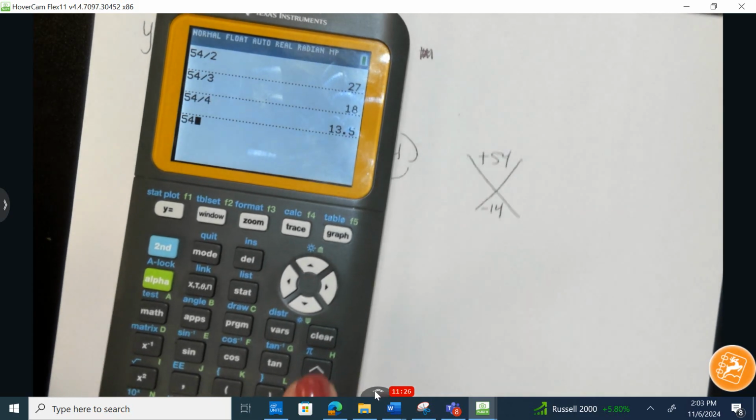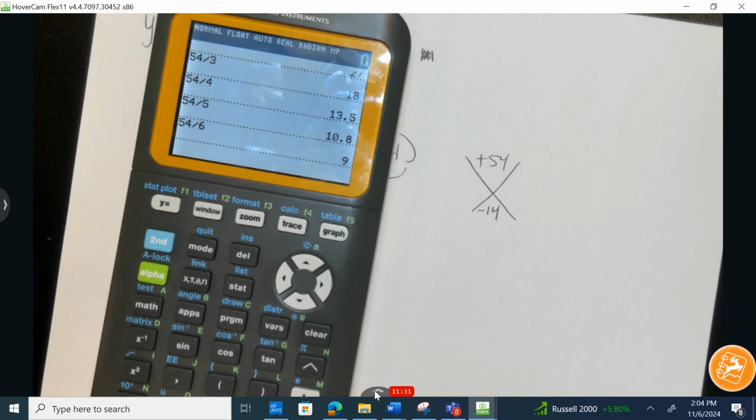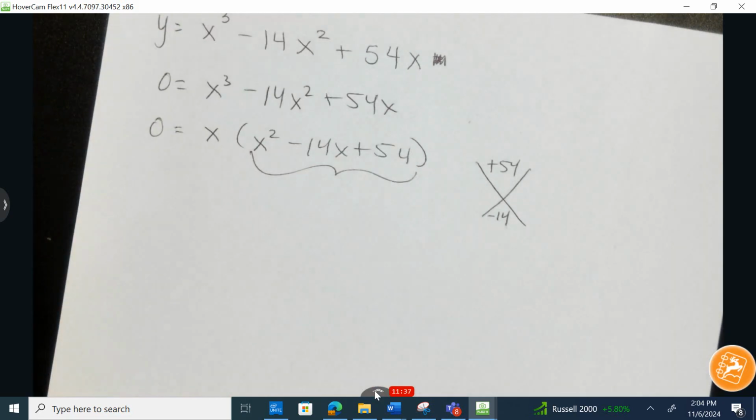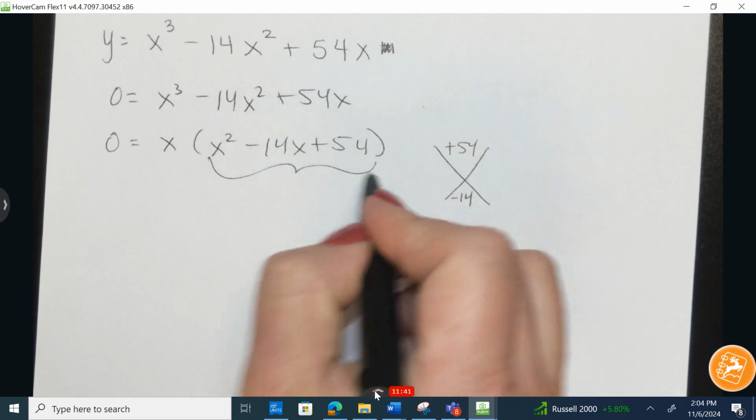So that doesn't work. We know 5 doesn't work. Let's try 6. 6 and 9 don't give us 14. So we're close. We're not able to actually achieve that. That means it's not factorable. So how do we go about finding these solutions? We're going to use the quadratic formula for this trinomial.